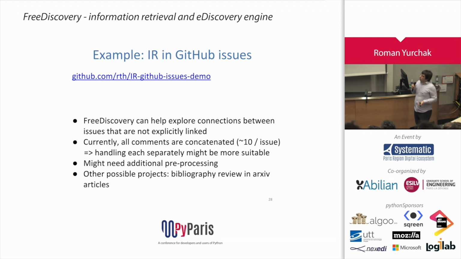Another possible project with similar goals could be, for instance, a bibliography review of arXiv articles. arXiv articles are open access, so we can index them and do a review if we are looking for some topic, and we know which articles we're interested in and which we're not. Even though we're not exactly sure what the right keywords are, we can converge towards something that might be relevant.